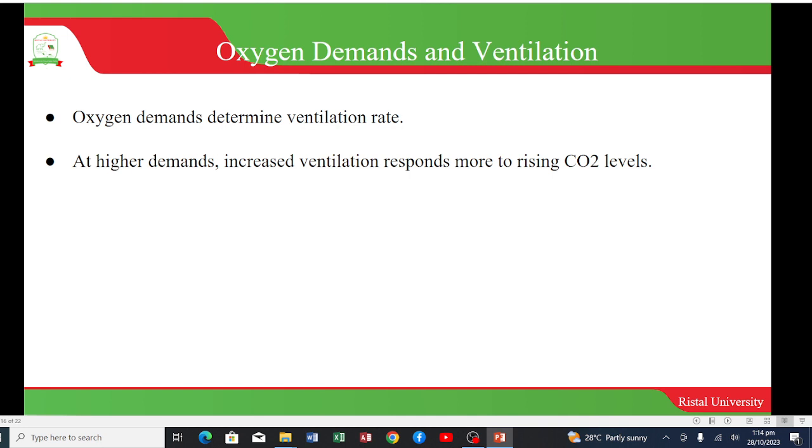Oxygen demands and ventilation. Oxygen demands will determine the ventilation rate. At higher demands, increased ventilation responds more to rising carbon dioxide levels.